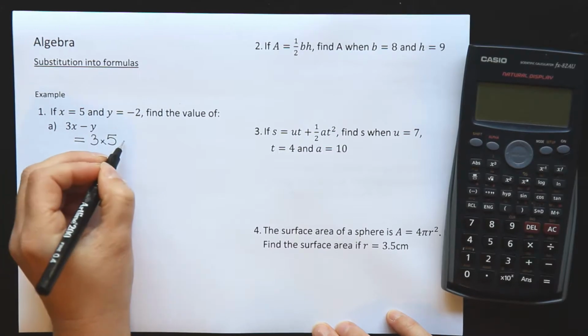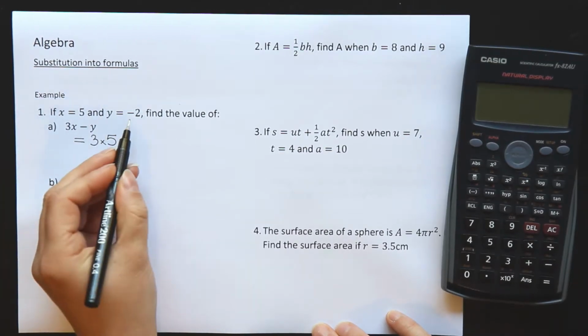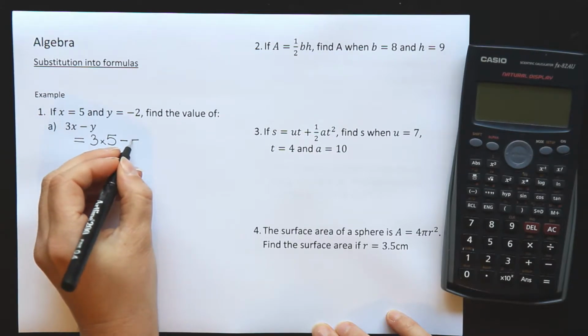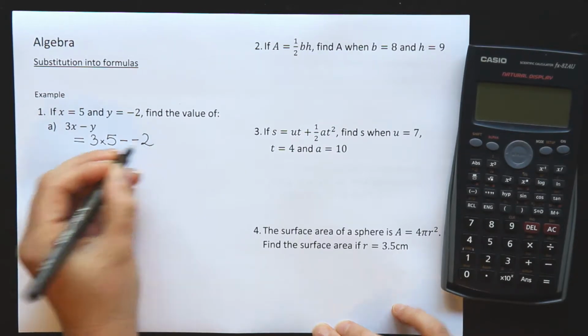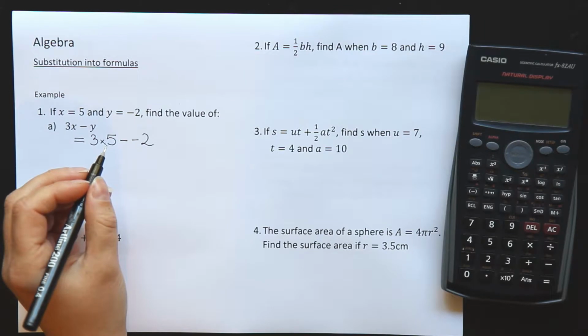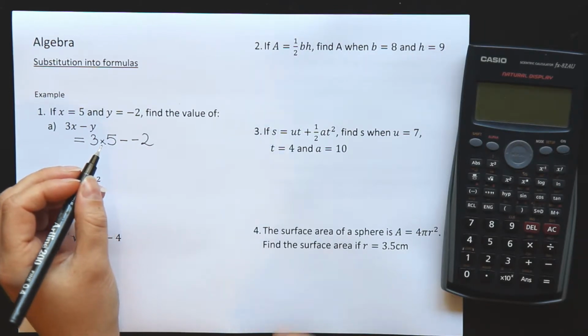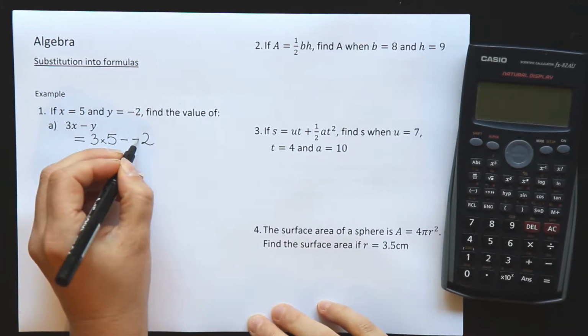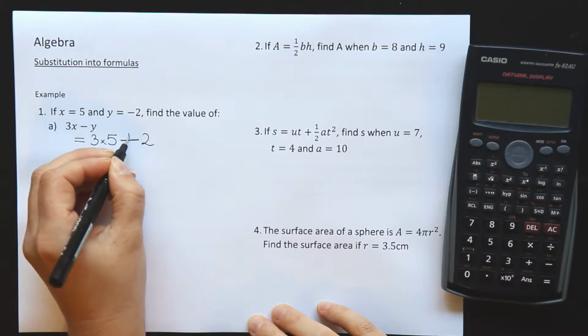Then I subtract y. Now y is -2, so I actually have another minus sign and a 2. Now if you have two negative signs together, that actually makes a plus. So over the top of that, I'm going to change that into a plus sign.